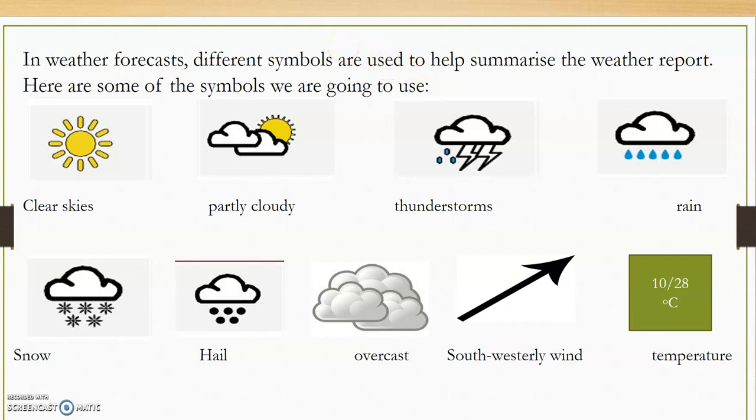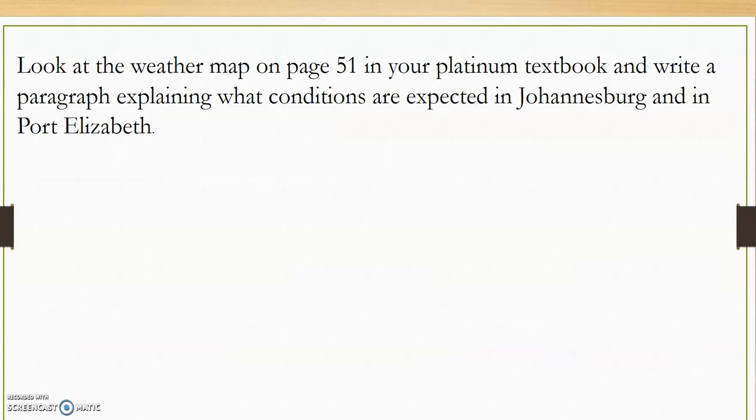Now that you know what all these stand for, we're going to do a short activity from our textbook. Okay, we are all going to go to page 51 and you are going to find a map which is labeled Map A. Look at the weather map on page 51, entitled Map A in your Platinum textbook. I want you to look at that map carefully. It doesn't have any explanation, it has only got symbols.